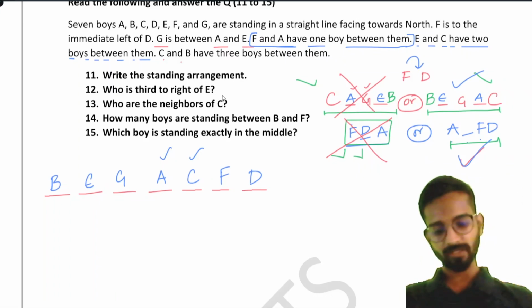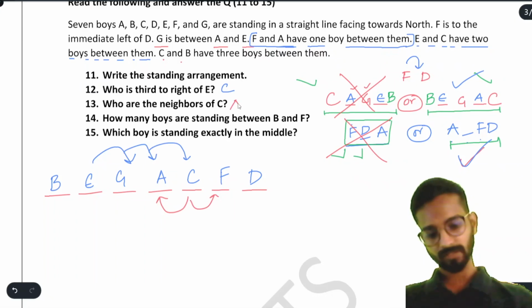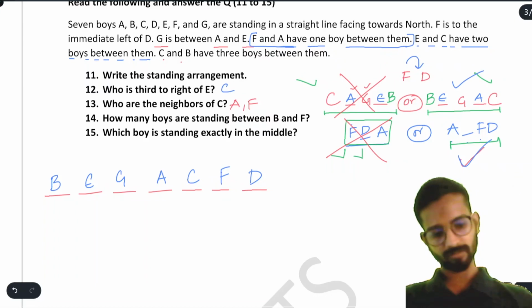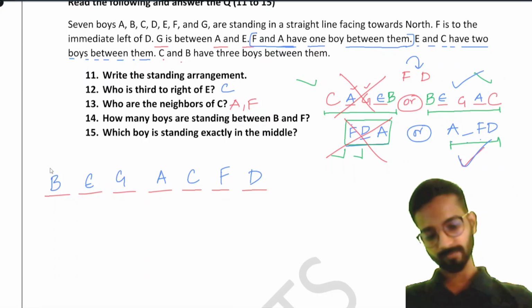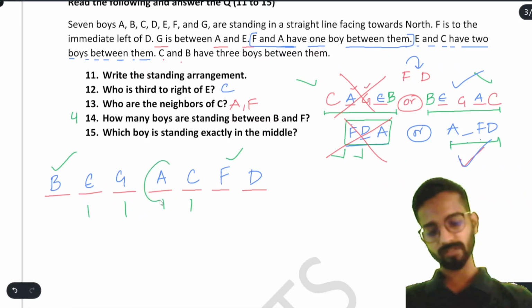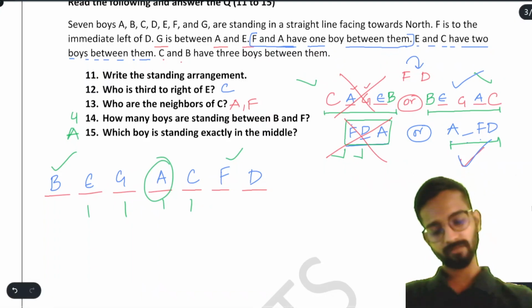Who is third to the right of E? 1, 2, 3. C is at the right. Thereafter, who are the neighbors of C? Neighbors of C are A and F. After that, how many boys are standing between B and F? This is B, this is F. 1, 2, 3, 4. Then, which boy is standing exactly in the middle? How many are there? 7. So the fourth one is in the middle. A. This is how our answer will appear. Okay. Now, we'll go to the next question.